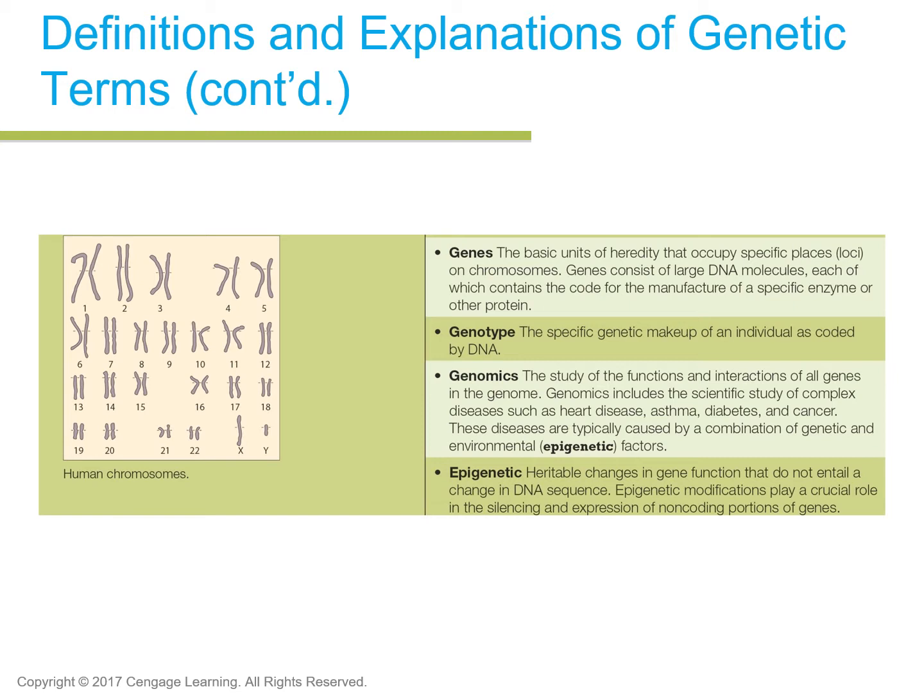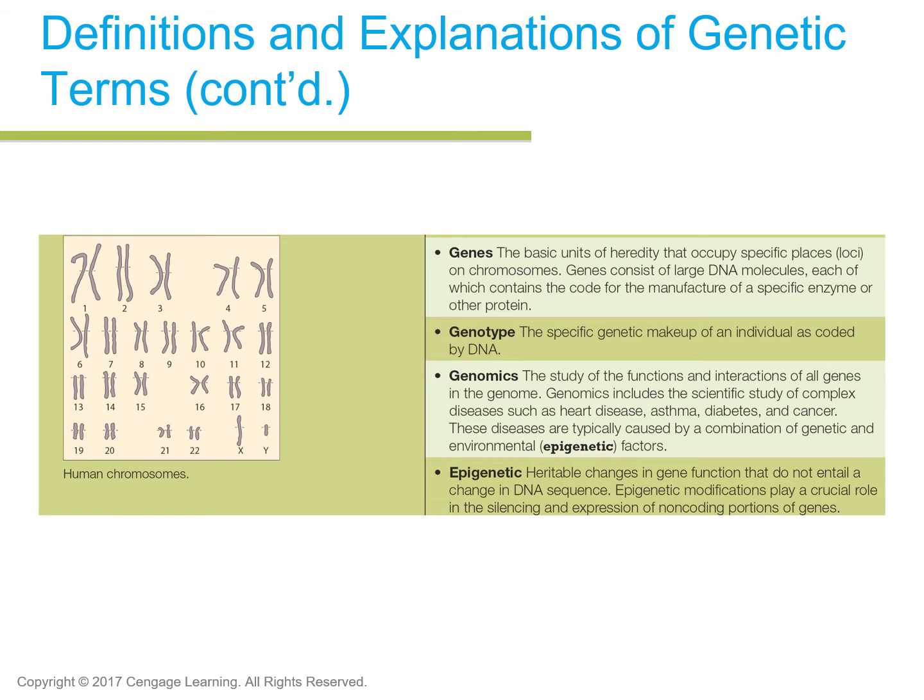Genes are the basic units of heredity that occupy specific places on chromosomes. Genes consist of large DNA molecules, each of which contains the code for the manufacture of a specific enzyme or other protein. As you see here, genomics is the study of the functions and interactions of all genes in the genome. Genomics includes the scientific study of complex diseases such as heart disease, asthma, diabetes, and cancer. These diseases are typically caused by a combination of genetic and environmental factors, which we call epigenetic factors.